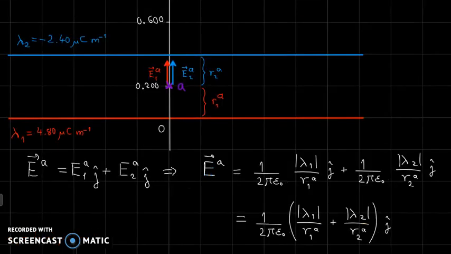And here I have set up my vector equation. Net electric field vector at point A is equal to the electric field vector from charge distribution 1 plus electric field vector from charge distribution 2. So I expressed each vector as its magnitude times j hat. Both are pointing in the positive direction, so both have plus signs. And in the next step, I substituted the formula for electric field magnitude due to linear charge density lambda. Again, I'm using the absolute values for linear charge densities, lambda 1 and lambda 2.